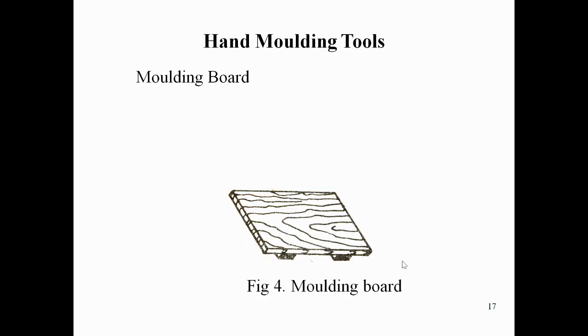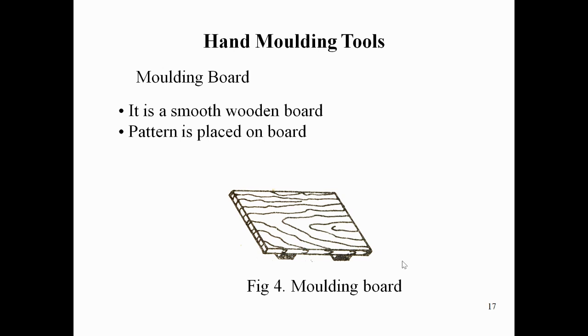Next one is the molding board. We already discussed molding boxes and molding frames. Now we are going to discuss the molding board. This is a diagram of a molding board we use in foundry. This molding board is a smooth wooden board. The pattern is placed on this board, and the molding box is also placed on it.